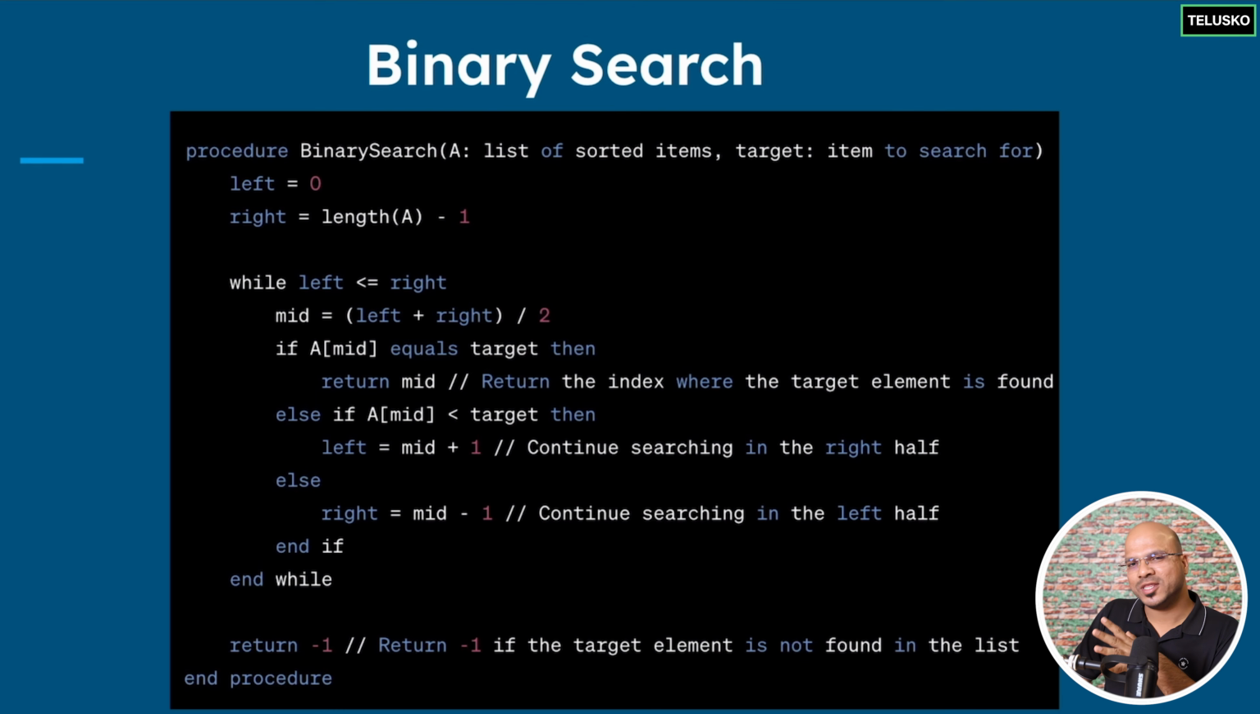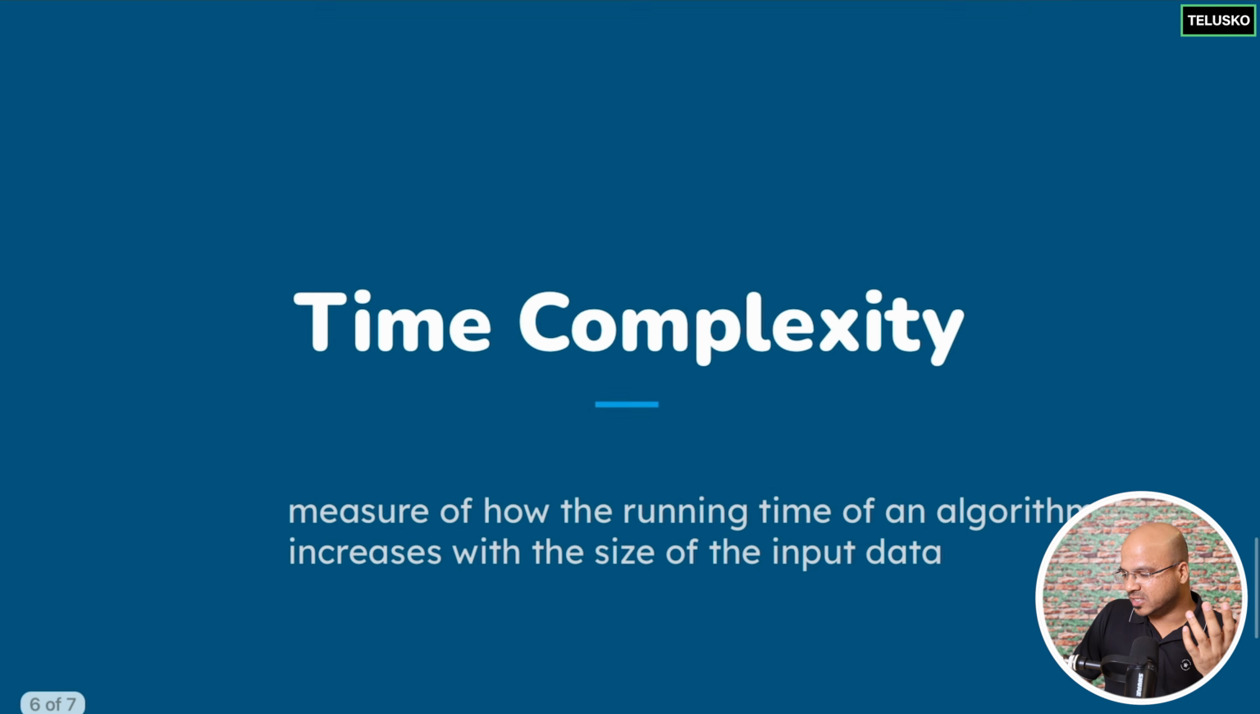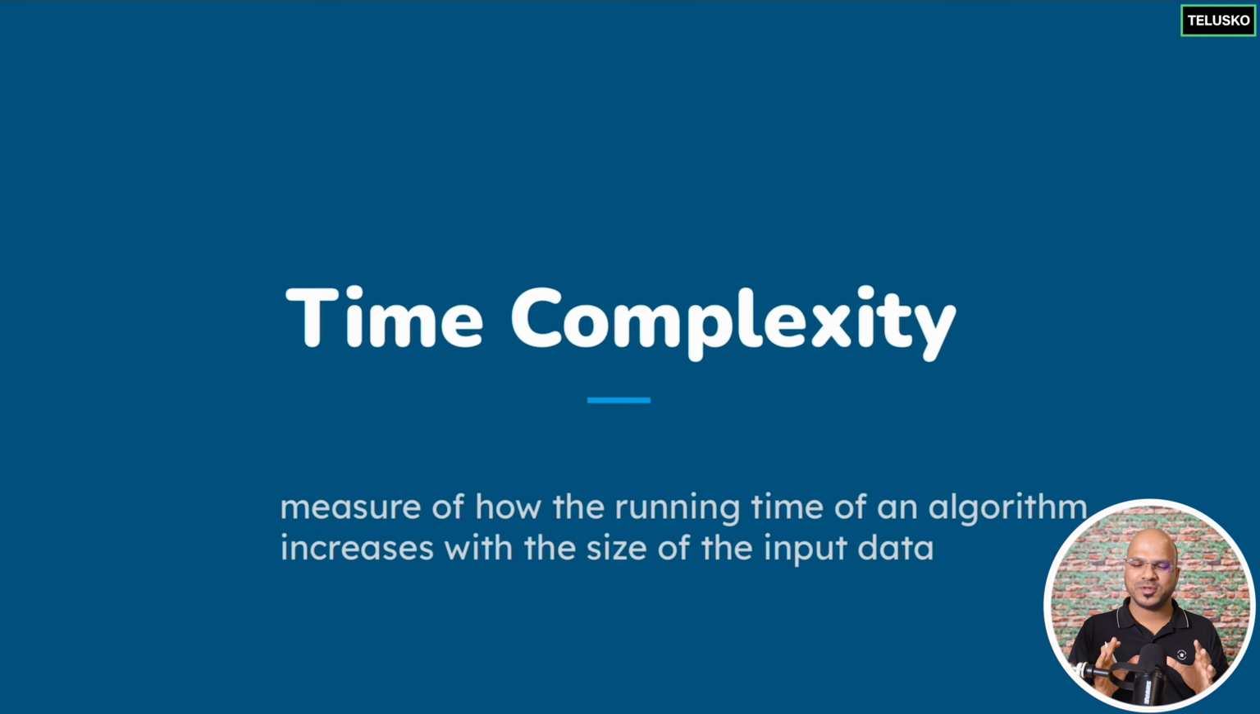So basically, we have seen 2 algorithms, right? Now we have to find the time complexity. Now what exactly is time complexity? It's not about the number of seconds it takes to run your code. Time complexity simply means the measure of how the running time of an algorithm increases with the size of input data.